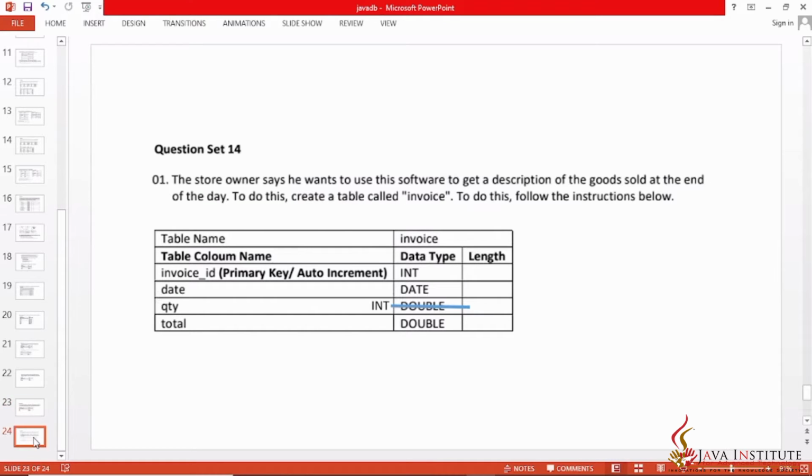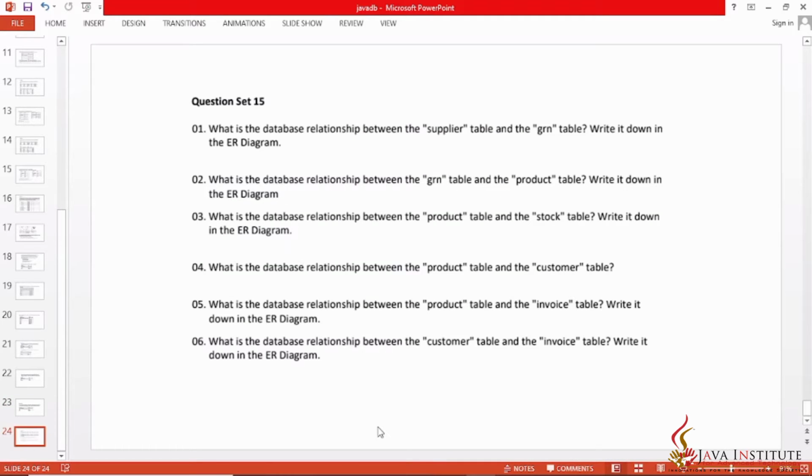So this is the last question related to the scenario we discussed in video 11. Here we have to discuss the relationships between the tables we created in my previous videos related to this scenario. For the first question, it says: what is the database relationship between the supplier table and the GRN table? Write it down in the ER diagram.